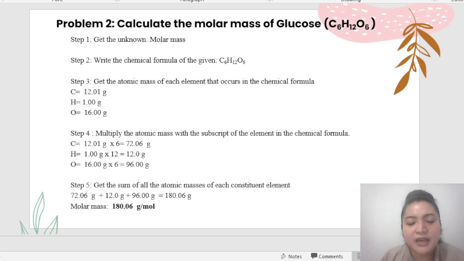Then afterwards, we have to get the atomic mass of each of the elements that are found in the chemical formula. For carbon, we have 12.01 grams. Hydrogen, we have 1 gram. And oxygen, we have 16 grams. We then multiply these with their corresponding subscripts. Afterwards, we will add all of them. This will give us an answer of 180.06 grams. So the molar mass will be 180.06 gram per mole for our glucose.